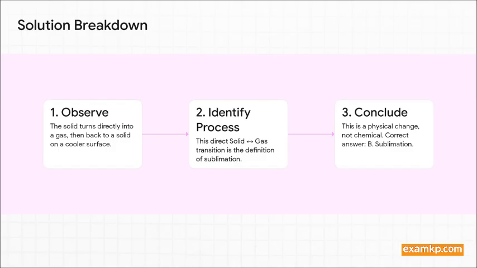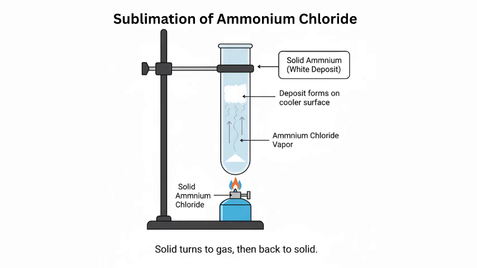What you're reading there is the textbook definition of sublimation. The solid ammonium chloride turns straight into a gas, and then that gas hit a cooler spot and turned right back into a solid, completely skipping the liquid phase. So our answer has to be B, sublimation.